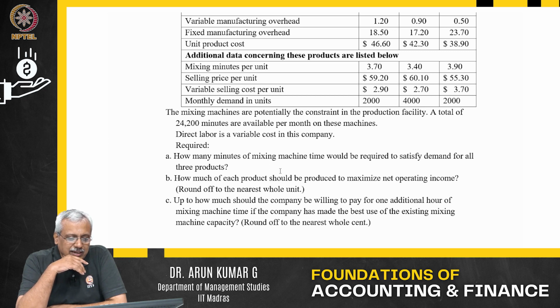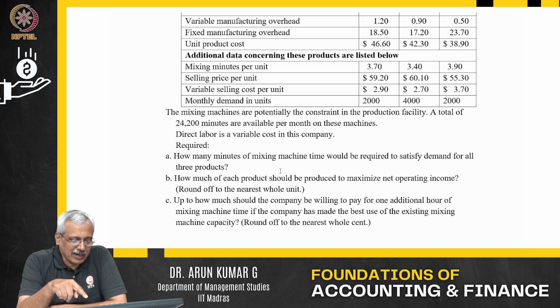Glen Company makes 3 products in a single facility. These 3 products have the following unit product costs. There are 3 products A, B, C: materials, labor, variable manufacturing overhead, fixed manufacturing overhead, and unit product cost. Additional data concerning these products are listed below. There is some process which needs mixing, so mixing minutes per unit, selling price per unit, variable cost per unit, monthly demand in units.